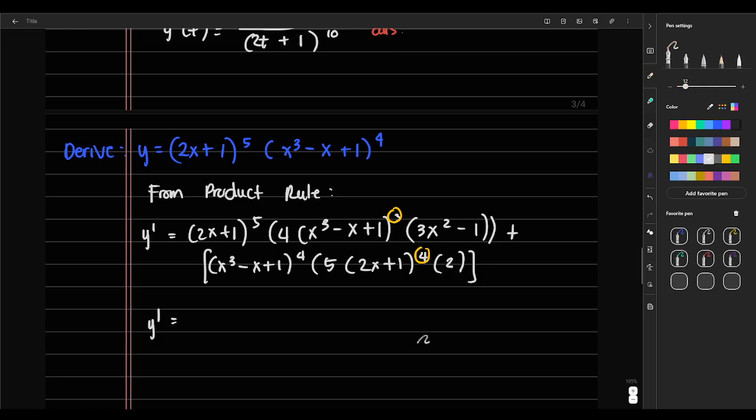So I am writing, no? So that is 2x plus 1 raised to the 4th power times x cubed minus x plus 1 raised to the 3rd power. Then multiply with what is left. So first is 2x plus 1, then multiplied by 4. And multiplied by 3x squared minus 1.